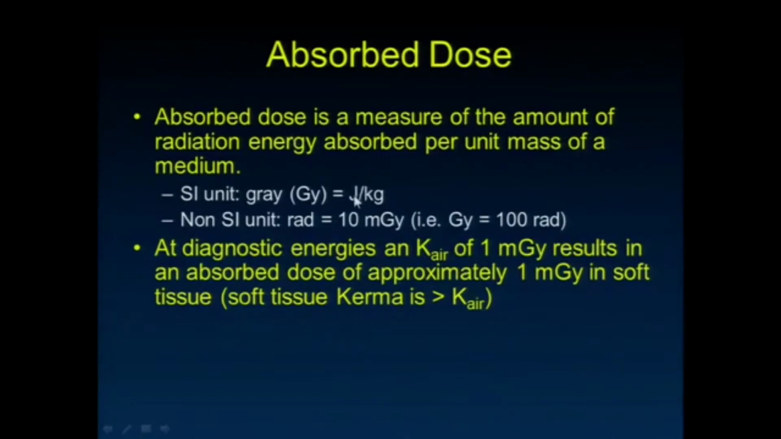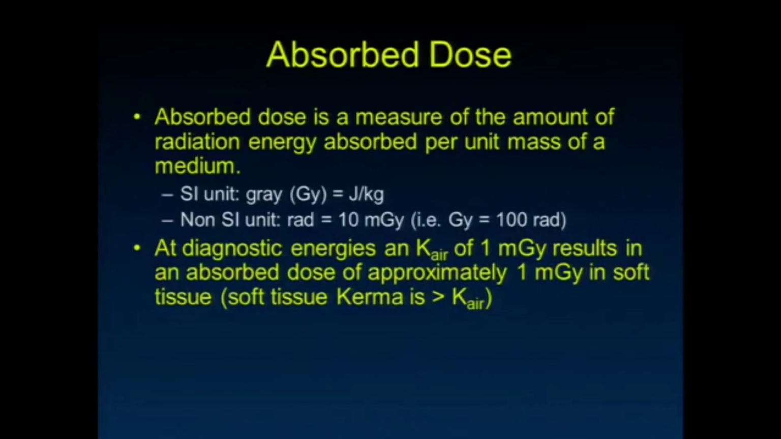It's still in units of energy per unit mass, or joules per kilogram. At diagnostic energies, an air Kerma of 1 milligray results in an absorbed dose of approximately 1 milligray in the soft tissues. Not quite. Usually the soft tissue Kerma is a little bit greater than the air Kerma. Remember, the soft tissues really have a little bit higher Z than air does, so actually there's a little bit more energy deposited there. And so usually that's about 1.1 times.